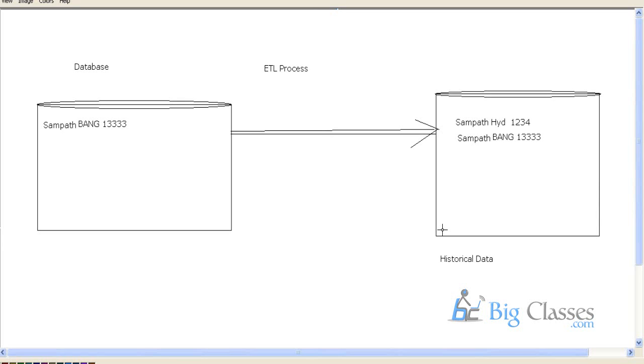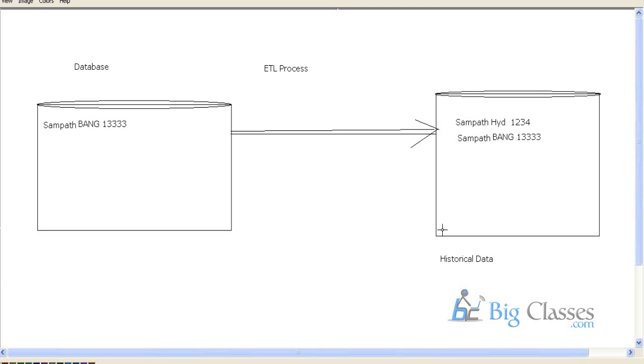But maybe we are in a banking system, or in very real-time databases like the stock market. Whenever there is a transaction, based on the transaction, it's going to affect some other things. My historical report is going to be affected, right? Let's say you are doing some transaction.